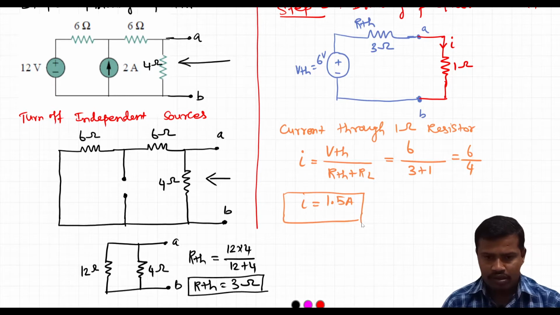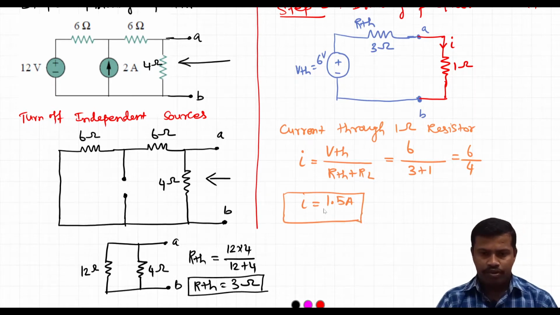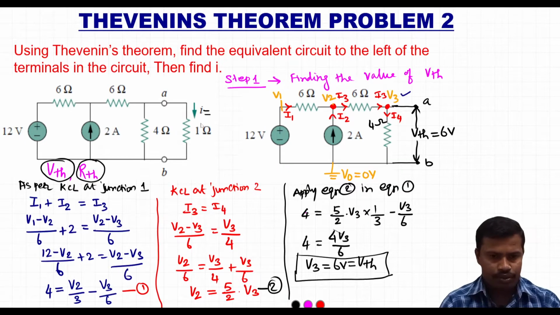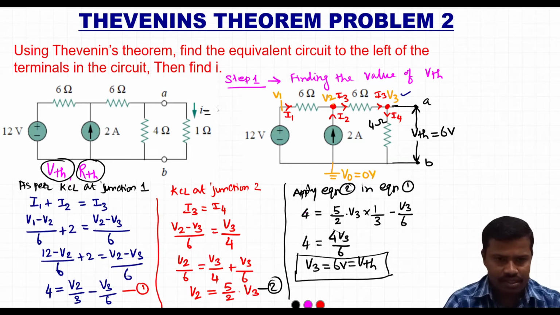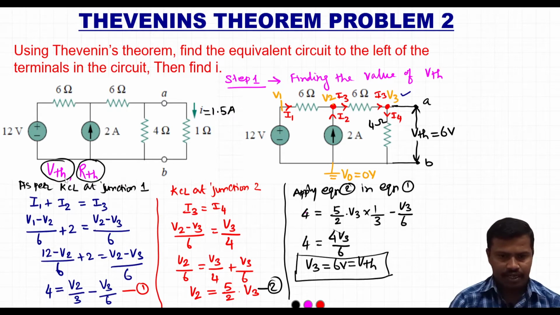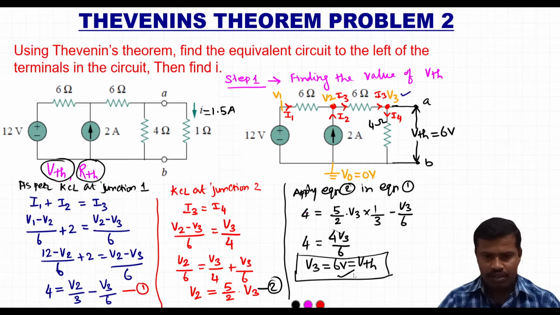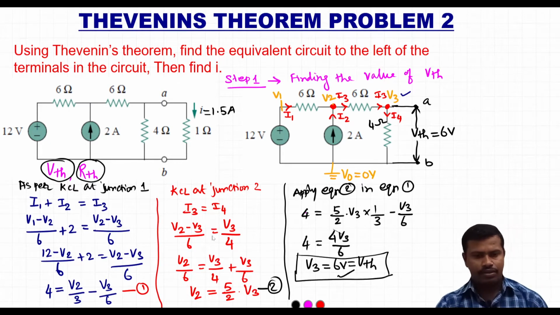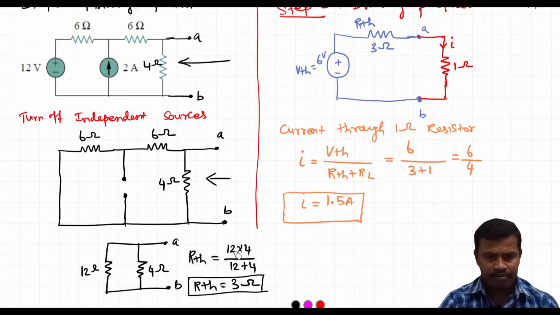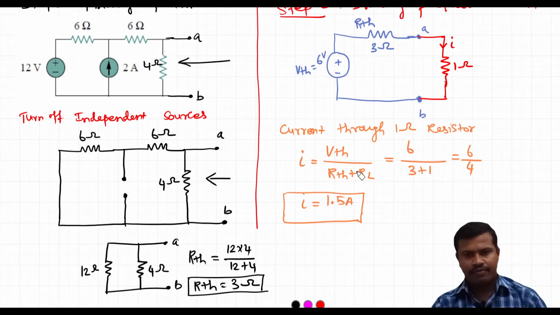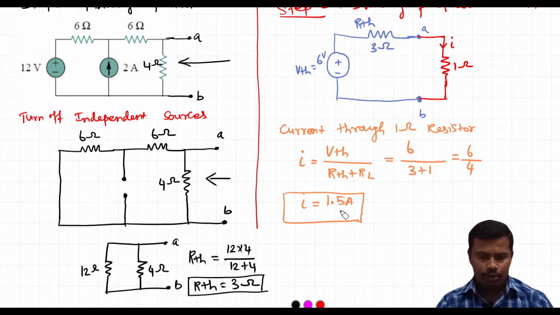So this is the amount of current flowing through the 1 ohm resistor. The amount of current flowing through the 1 ohm resistor is 1.5 amps. The VTH is equal to 6 volt and RTH is equal to 3 ohm, and the amount of current flowing through the 1 ohm resistor is 1.5 amps.